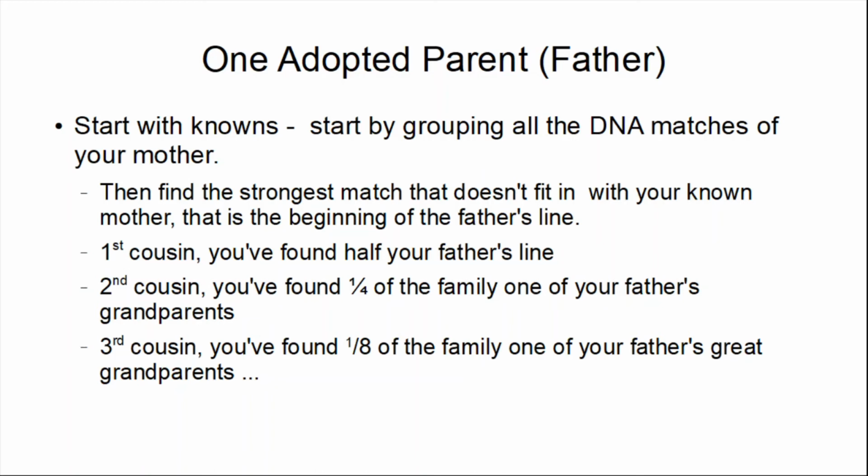A second cousin, you found a quarter of the family. Third cousin, you've got an eighth of the family, one of your great-grandparents is matched to one of their eight great-grandparents. So that's how you do that with an adopted parent.